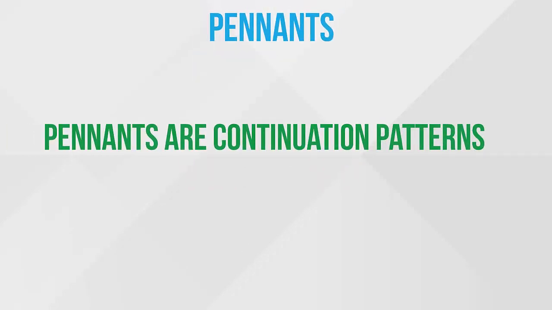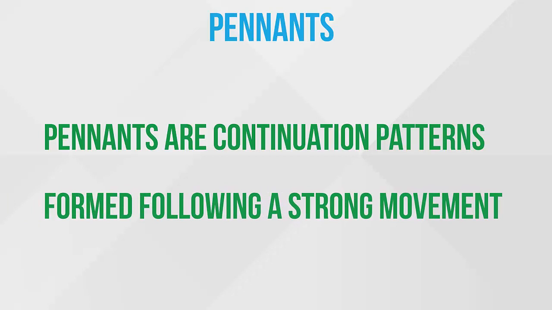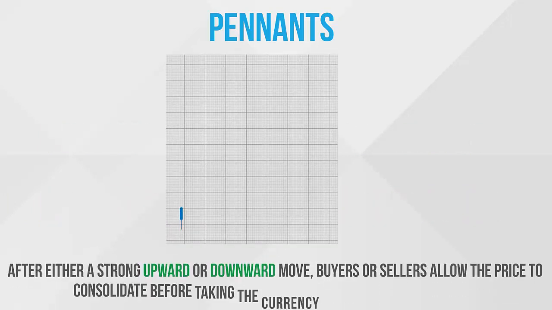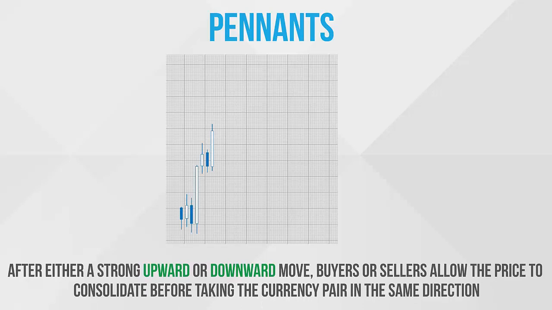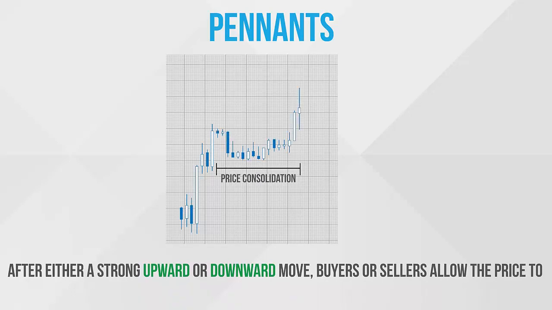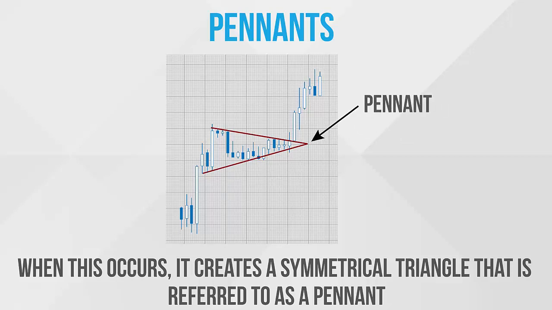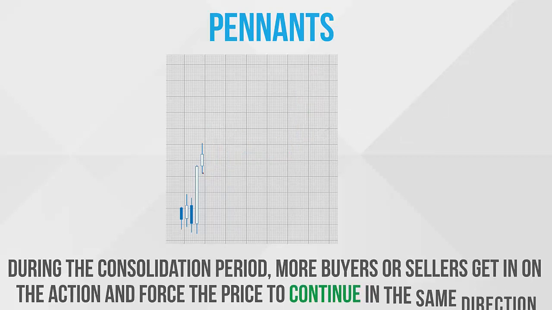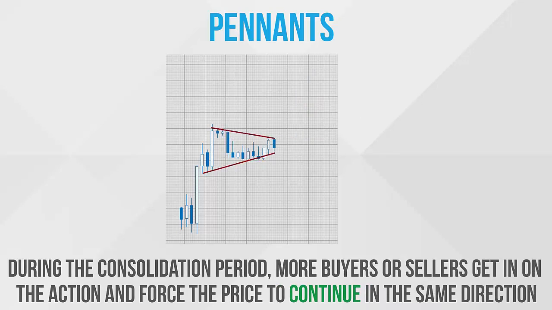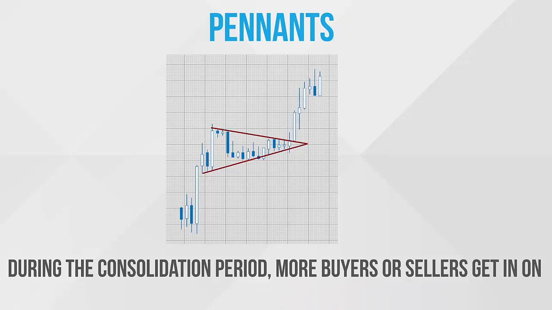Pennants. Pennant patterns are continuation patterns that are formed following strong movements. After either a strong upward or downward move, buyers or sellers allow the price to consolidate before taking the currency pair in the same direction. When this occurs, it creates a symmetrical triangle that is referred to as a pennant. During the consolidation period, more buyers or sellers, depending on the direction, get in on the action and force the price to continue in the same direction.